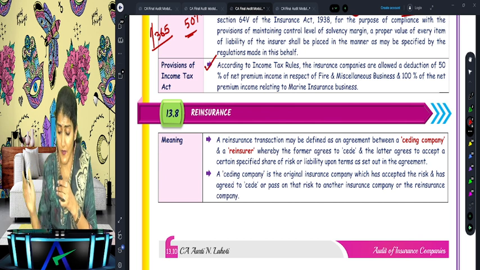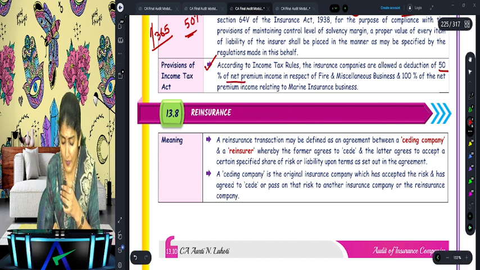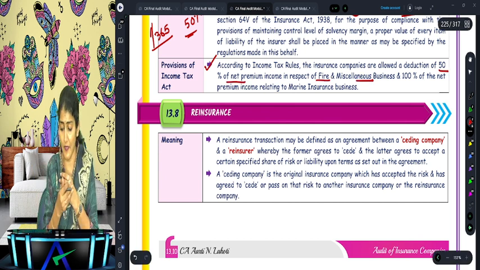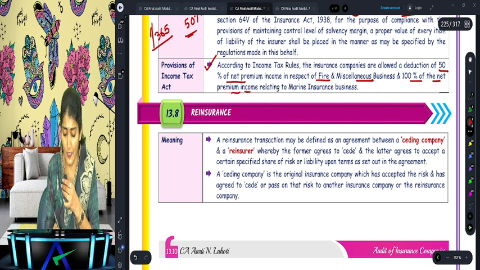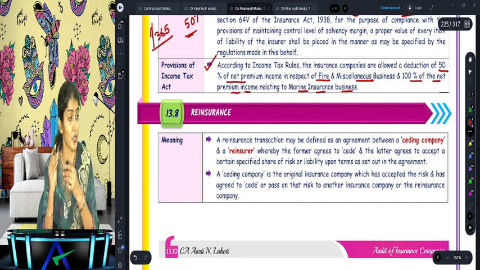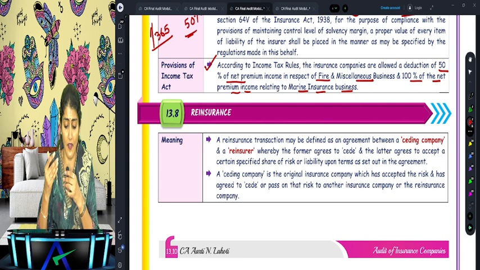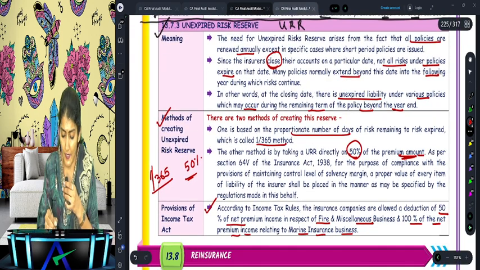Yeah, insurance companies are allowed to deduct 50% in respect of fire and miscellaneous business and 100% of the net premium income for the marine insurance business. So these are the tax deductible expenditures under the income tax law, right?